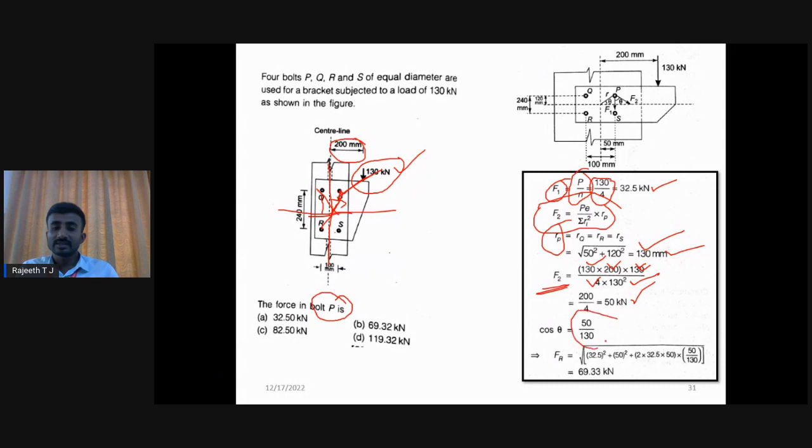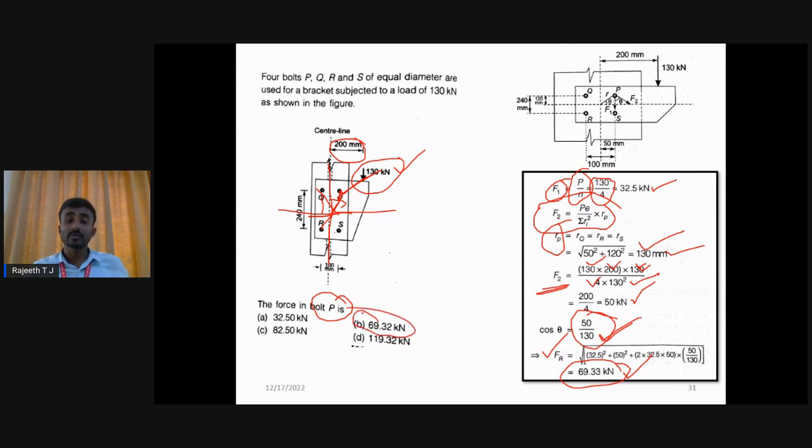If you calculate cos theta directly, it is the adjacent side by the hypotenuse side. The hypotenuse side is already known, that is 130. Therefore your resultant force will be the square root of F1 square plus F2 square plus 2 F1 F2 cos theta. Cos theta we just calculated. Otherwise, to calculate theta, you go with the same previous problem, that is tan theta equal to opposite by adjacent. Your answer is 69.33 kilonewton. Here option B is the correct answer.